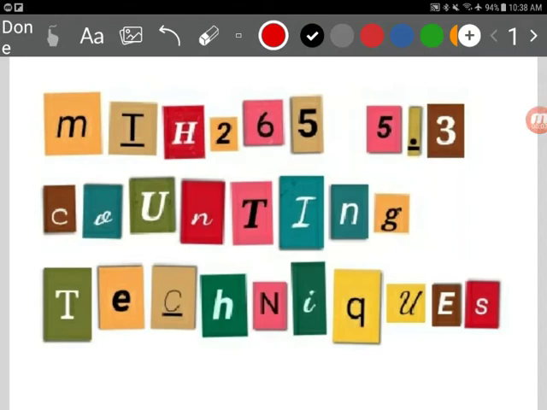Hello class. Today we are looking at counting techniques. We're in section 5.3, page 225. And you have three counting techniques we're going to talk about today. We're going to talk about factorial notation, which is on page 225.